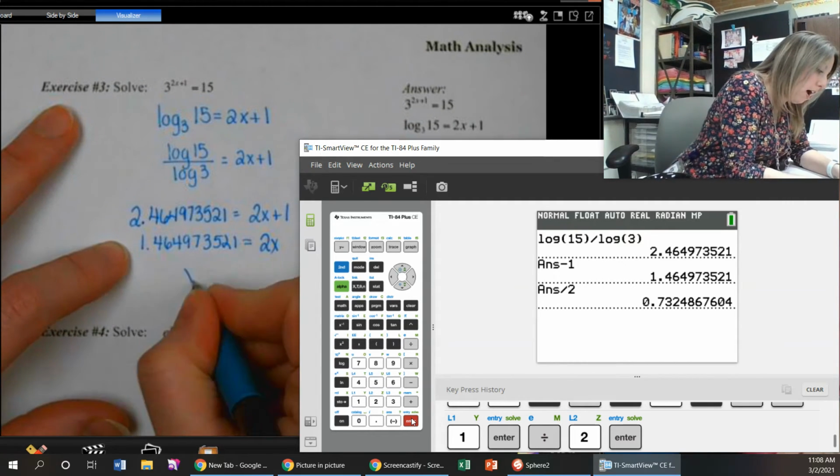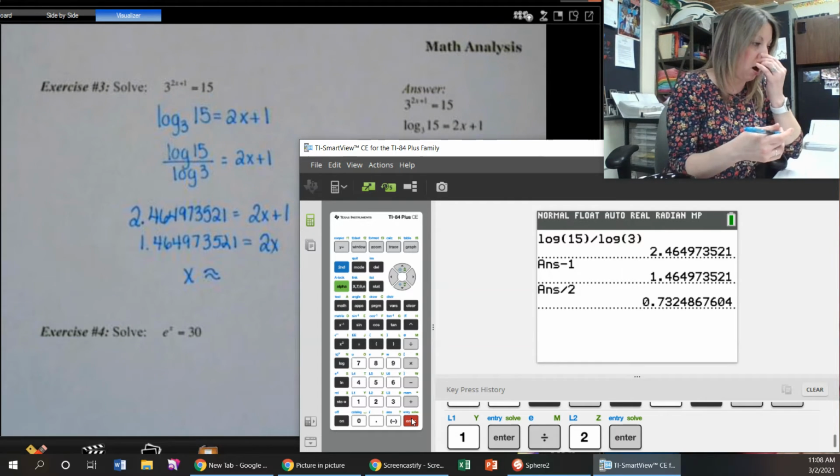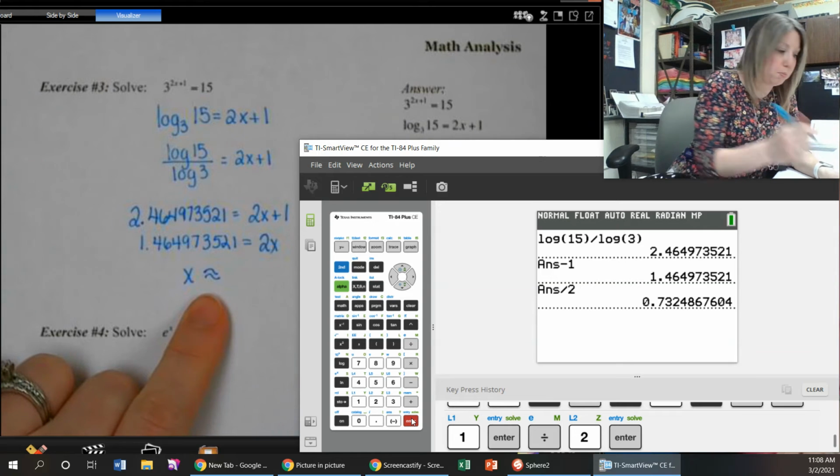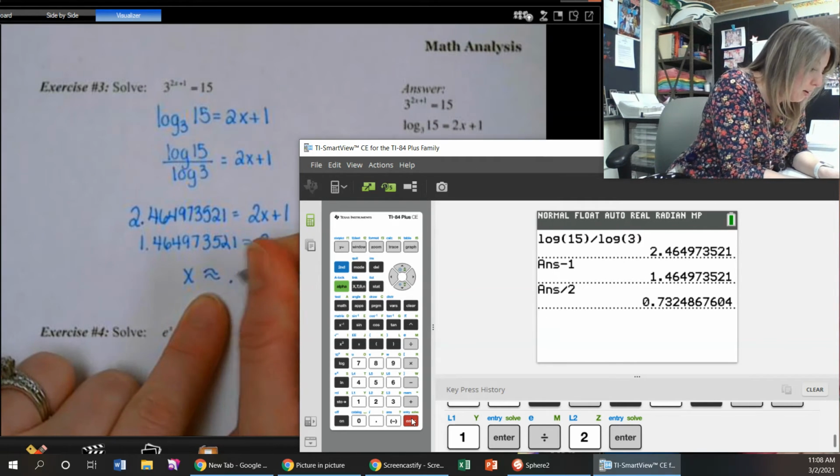There you are. X is approximately, and again, let's round to the nearest thousandth. So that's 3 decimal places. I know I have 4 on here, but let me just show you that difference. It would be 0.732.